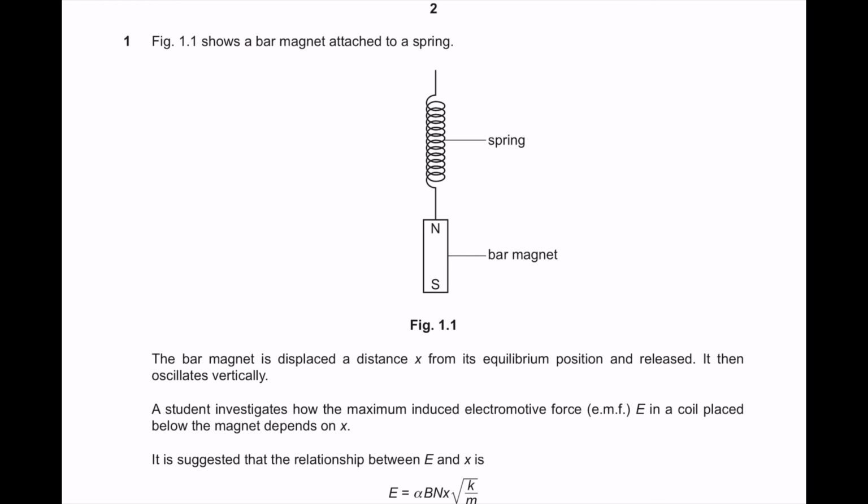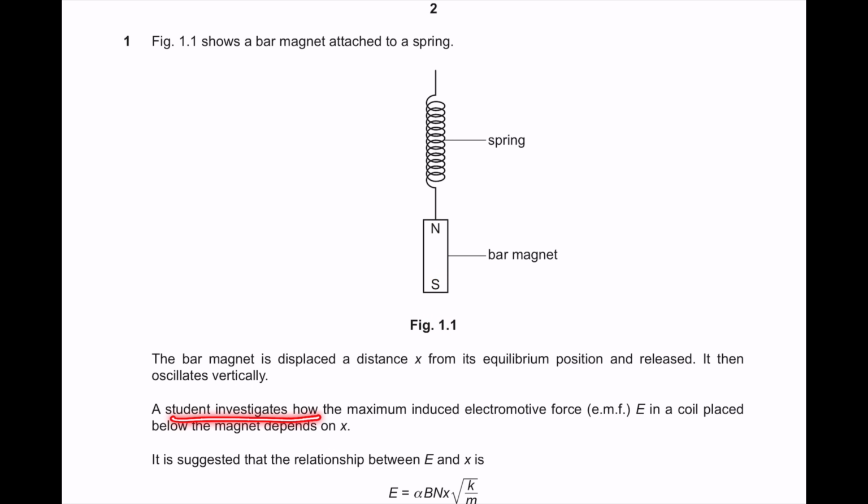Question number 1 says, a bar magnet attached to a spring. This is a bar magnet shown to us which is attached to a spring. This bar magnet is displaced a distance x. I have to displace this bar magnet by a distance x from its equilibrium position and release it. It then oscillates vertically. If I release this in the vertical direction, it will start oscillating.